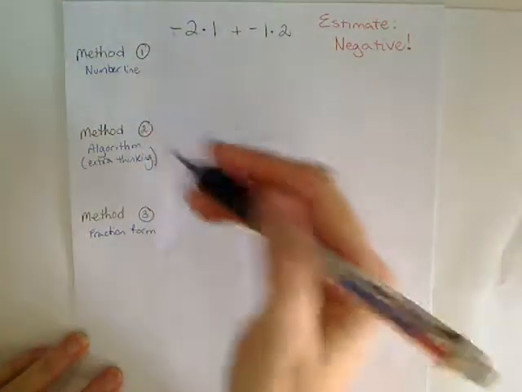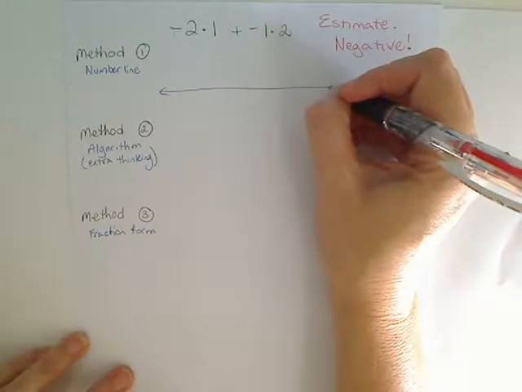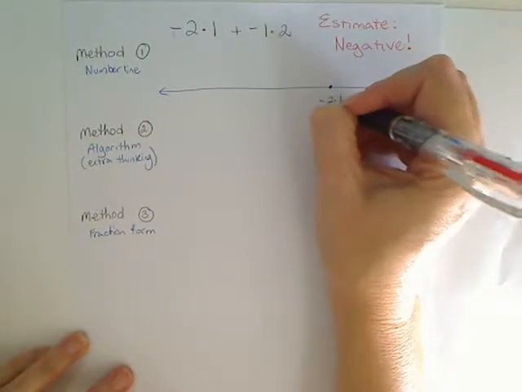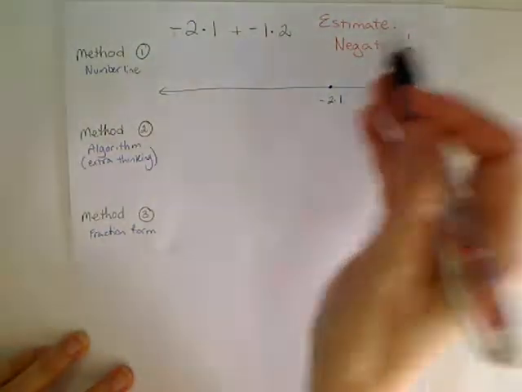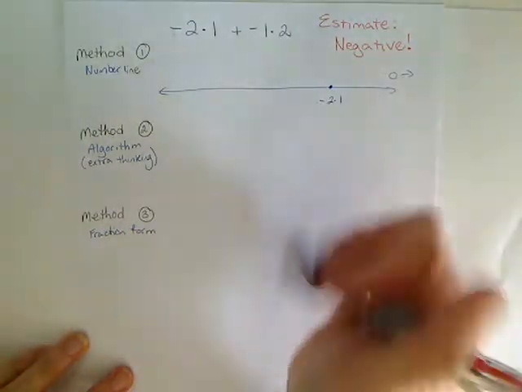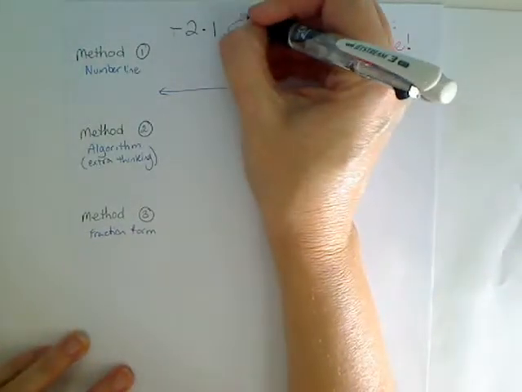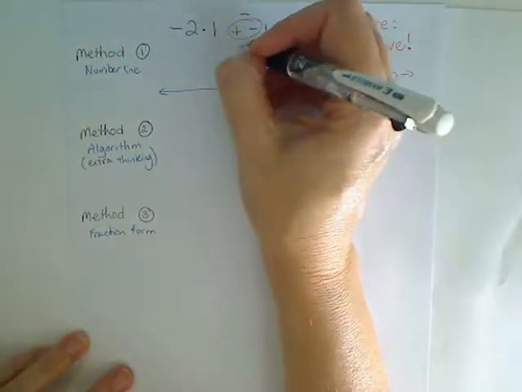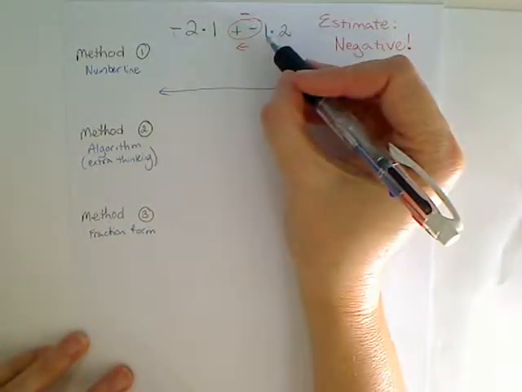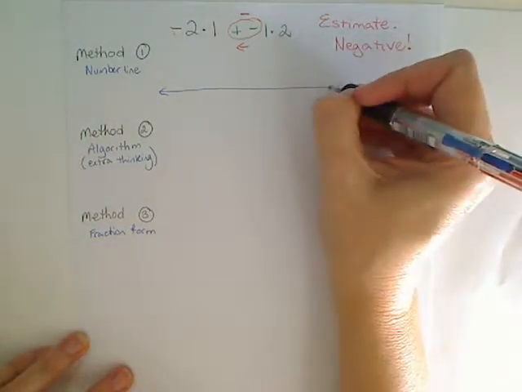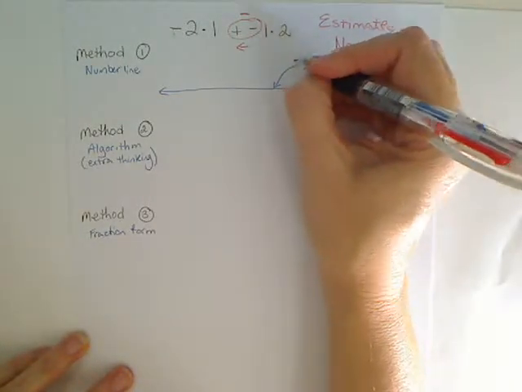So let's go on to our number line first of all. We start with our first number, negative 2.1, so zero's over here somewhere. So we're on the negative side, and we can rethink adding a negative number as subtraction, which means we're moving to the left this time. So I'm moving to the left by 1 and 0.2. So first I'll move by 1. So let's move one whole.